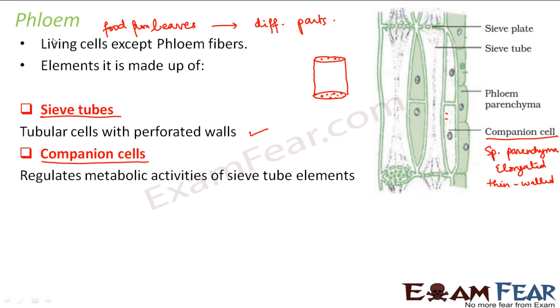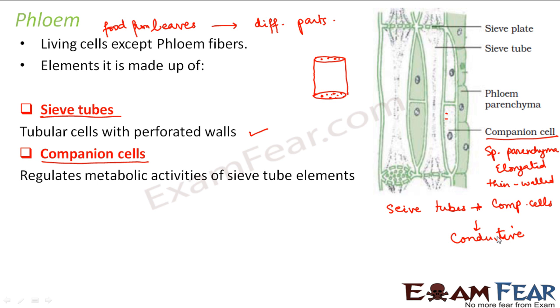Now sieve tubes and companion cells together form the conductive element of phloem, because in phloem also the main function is conduction. It has to conduct the food from leaves to different parts of the plant. So conduction is the main function, and that conduction is done by sieve tubes plus companion cells. So we can say that sieve tubes plus companion cells form the conductive element of phloem.